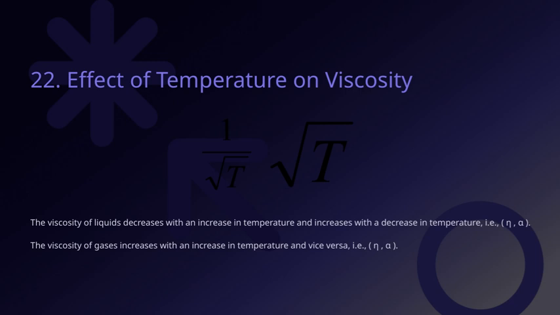When you heat a liquid, it flows more easily, meaning its viscosity drops. Conversely, cooling a liquid makes it thicker and more resistant to flow, so the viscosity increases with a decrease in temperature. This inverse relationship is crucial to understanding fluid behavior in different thermal conditions.